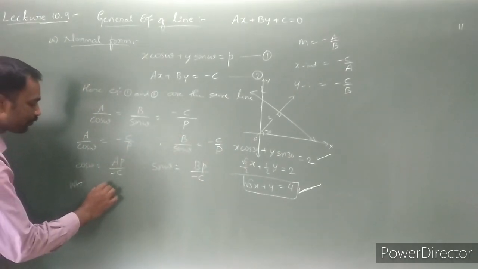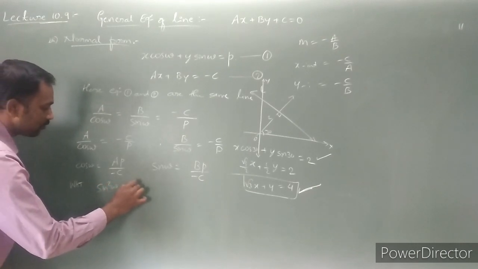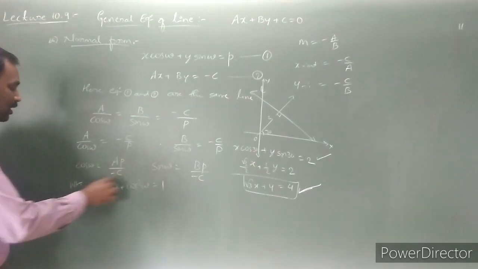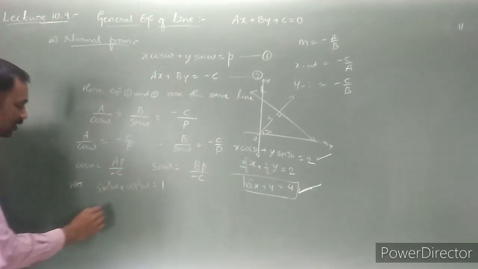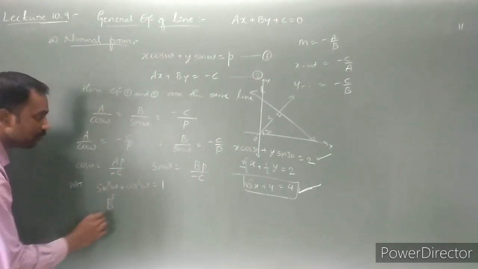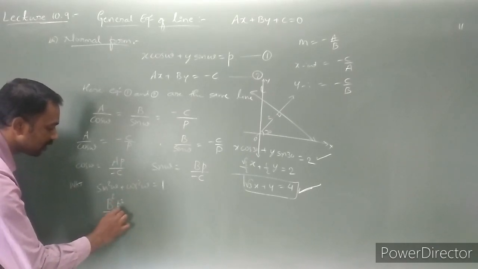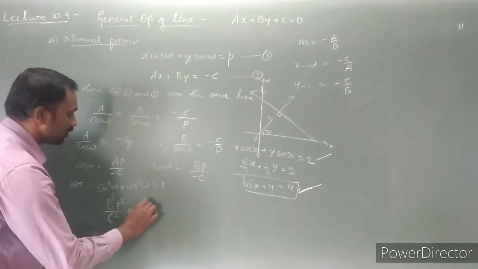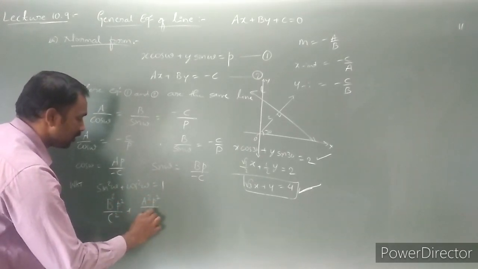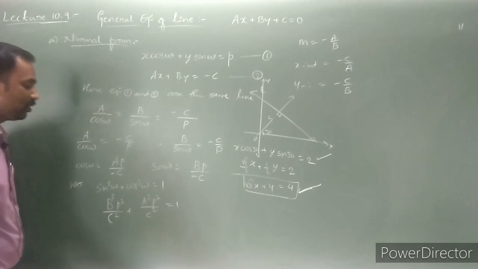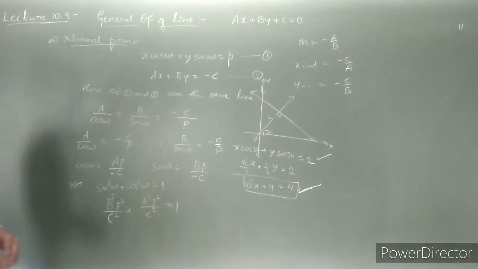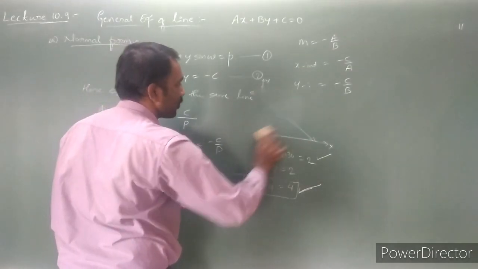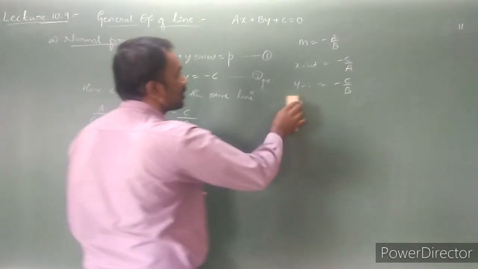What we know is that sin square omega plus cos square omega is equal to 1. So replace sin omega and cos omega and take the squares: b square p square divided by c square, plus cos square omega, a square p square divided by c square, is equal to 1. Simplify this. How to simplify? I just drop this diagram and I just drop this one.